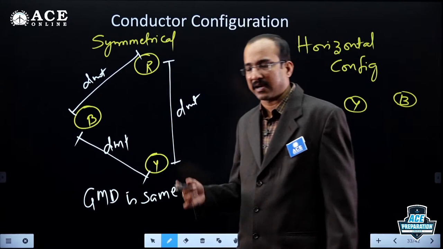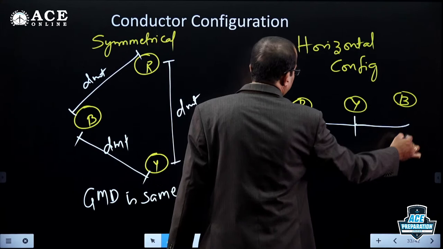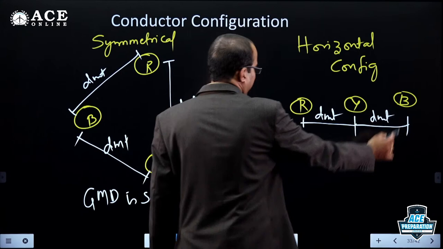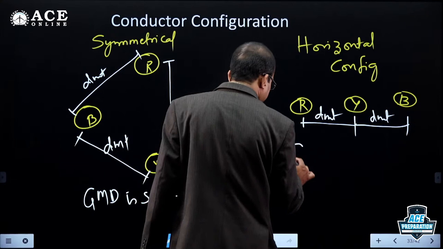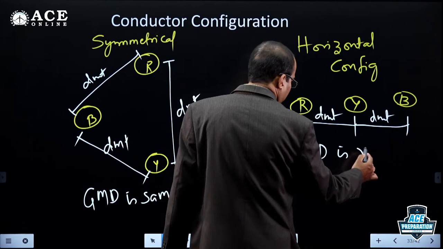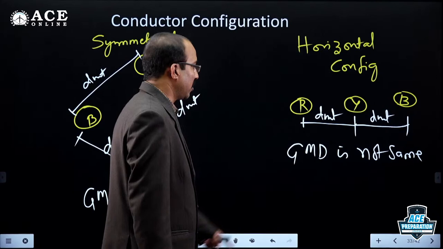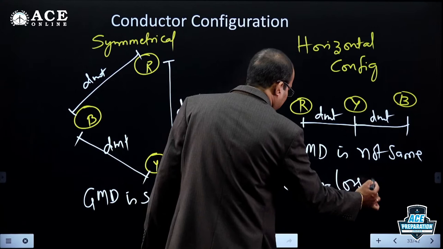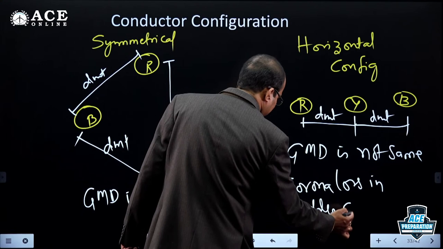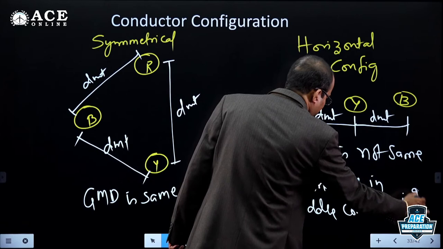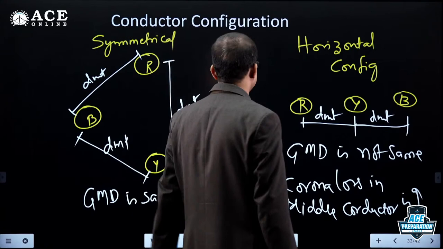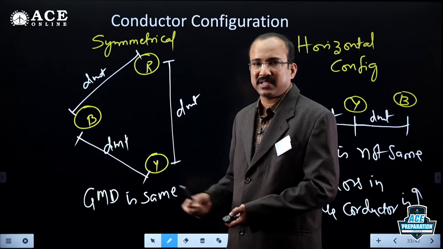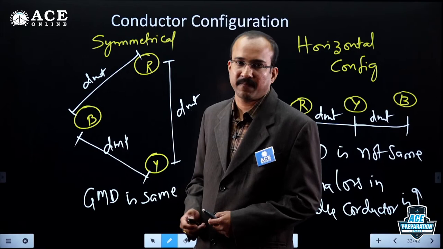But if you go for unsymmetrical configuration or horizontal spacing, D meters, D meters, here the GMD is not the same for all the conductors. So the middle conductor corona loss will be more. Corona loss in case of the middle conductor will be more in case of horizontal configuration. But in symmetrical configuration, the corona loss will be the same for all the three phases while you are calculating, because the GMD of all the three phases will be the same. Okay.